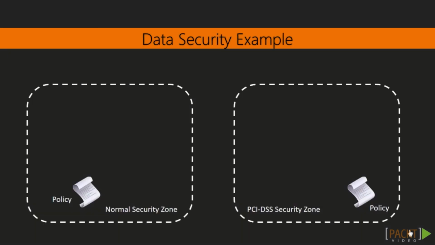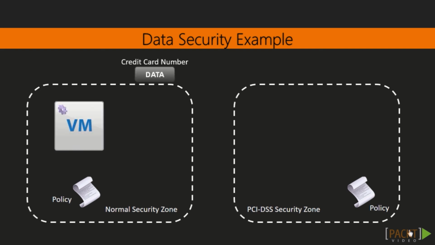Let's do a short example. We have 2 security zones. We call them the normal security zone and the PCI DSS security zone, and each zone has a very specific policy. If we have a virtual machine with the in-guest agent, and you store a text file with a credit card number in the virtual machine, the in-guest agent detects that there is a file with a credit card number.